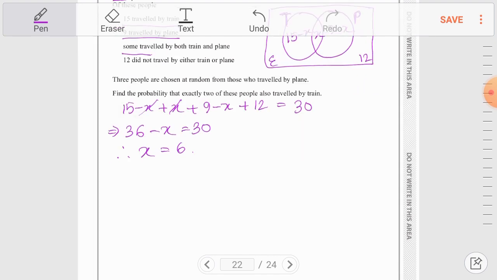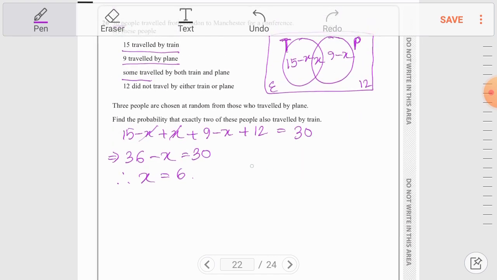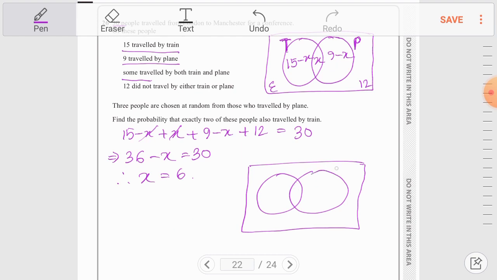Now I'm going to draw a new Venn diagram using the value of X. So here is 6, and people traveling only by plane was 3, people traveling only by train was 9, and that will be 12 over here. That's train, that's plane, and that's universal set. So the question actually asks you to not find the value of X. The question starts from this area.